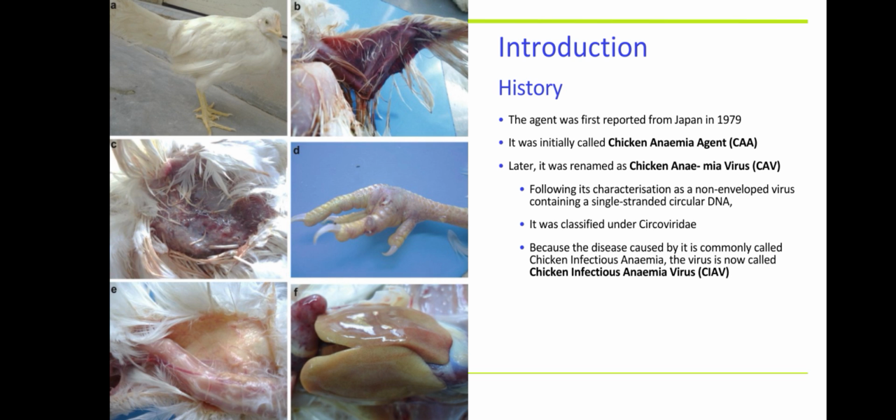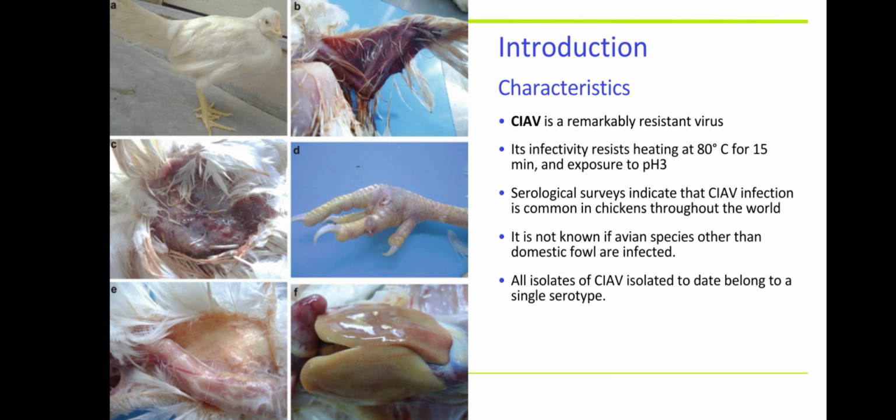This disease was first reported in Japan, initially caused by chicken anemia agent, but it was classified under circoviridae and now is called chicken infectious anemia virus. Characteristics: chicken infectious anemia virus is a remarkably resistant virus. It can resist heating at 80 degrees Celsius for 15 minutes and exposure to pH 3.